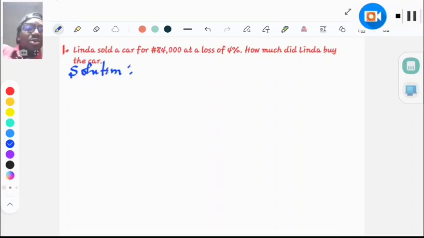Now it's important to know that when you say how much did someone buy something, in the context of the person buying, it means what is the cost price. So you are asking for the cost price. Since Linda sold the car for 84,000 at a loss of 4%, we have that the loss percentage is equal to 4%.